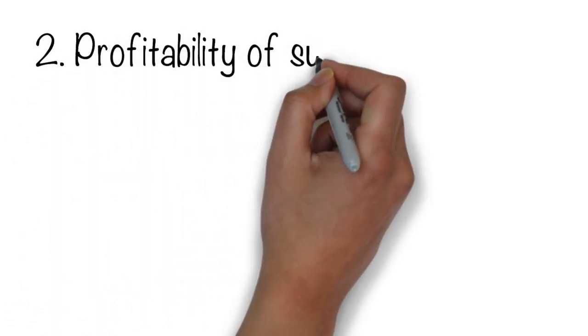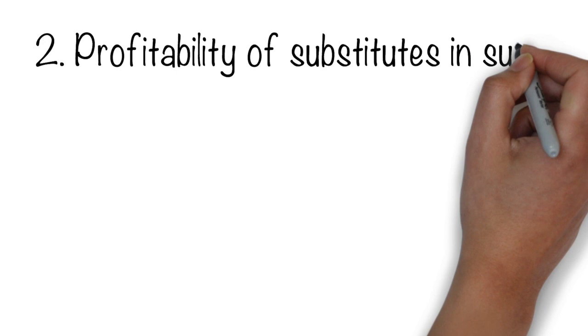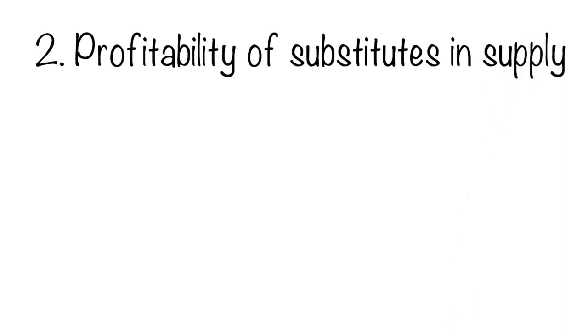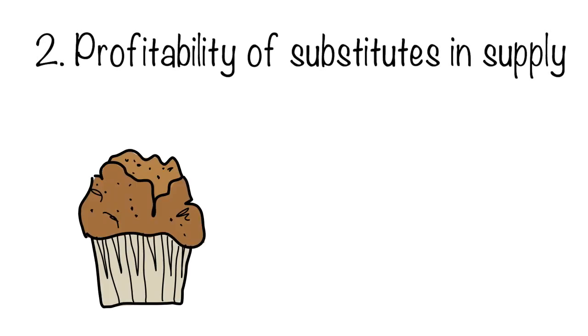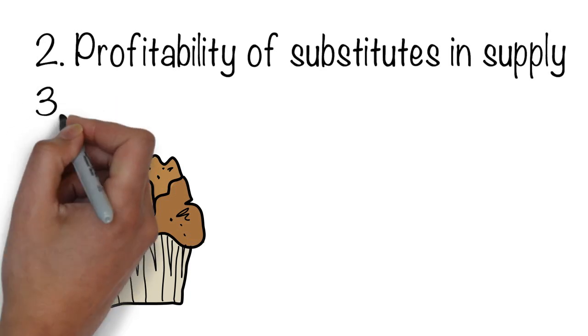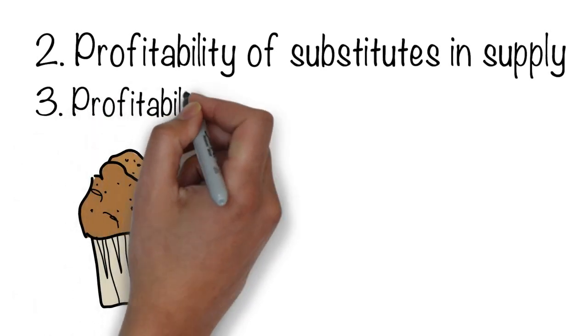Number two then, as a determinant, is the profitability of substitutes in supply. So what would be a substitute in supply of a donut? Well, one example for this could be a muffin. You use basically the same ingredients to produce the muffin, and what we see is if the price of muffins goes up on the market, the supply of donuts will decrease because they are substitutes in supply.